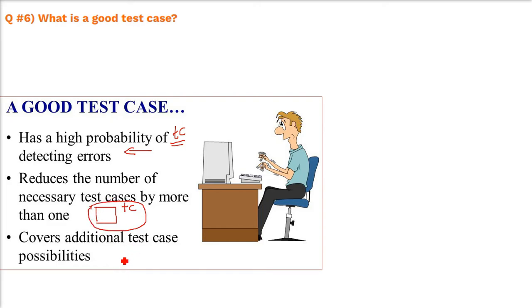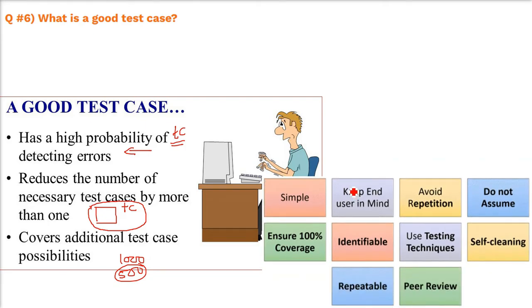That is, say 1000 lines of code are there, and if a test case can test 500 lines, no better than that test case. So it should cover the additional test case possibilities also. Let me show you here. A test case has to be simple, understandable to everyone. You keep in mind the user always. Don't repeat test cases. That is, redundancy should be avoided.